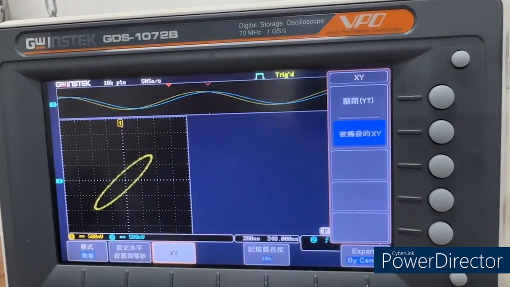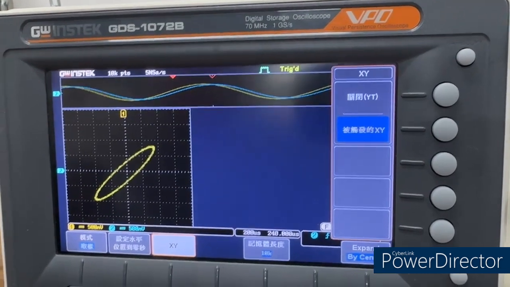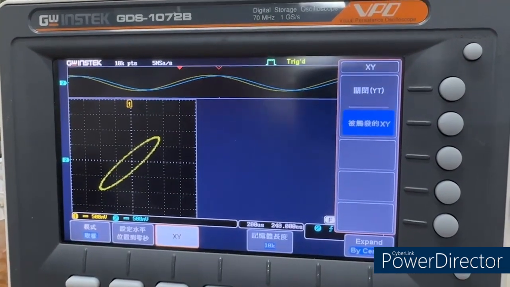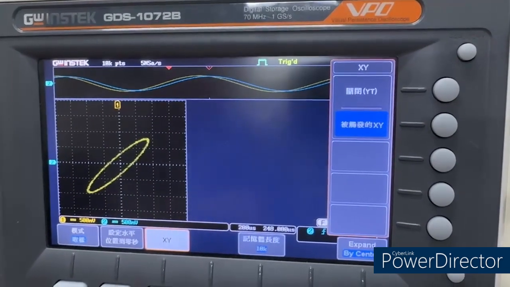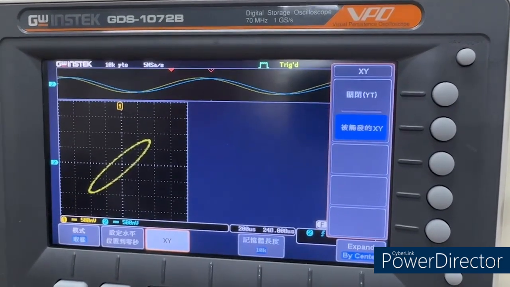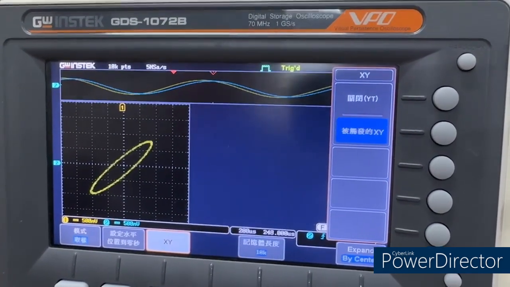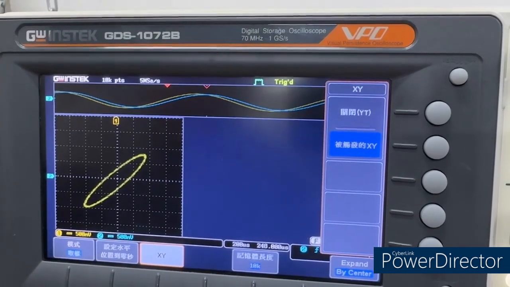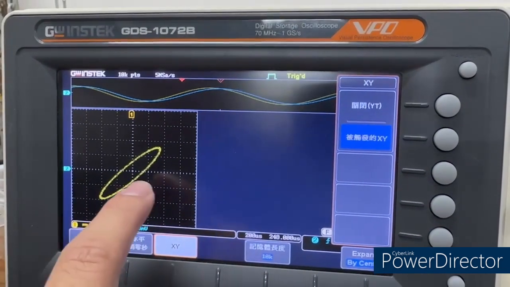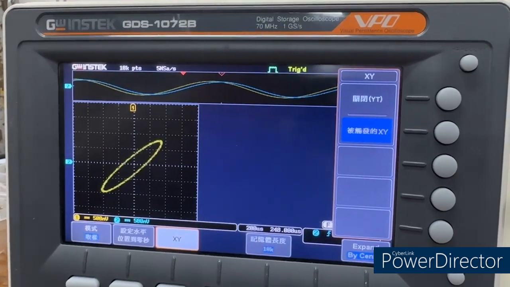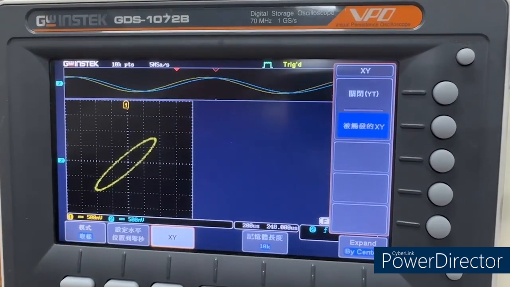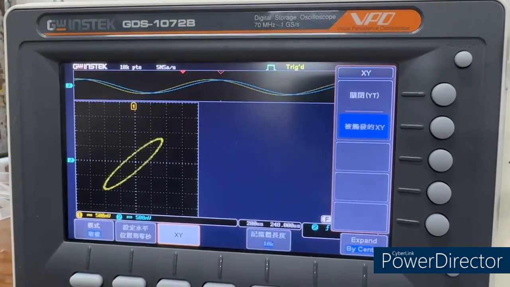And to calculate the maximum voltage of the capacitance, we can calculate the height of the Lissajous figure. And to find out the maximum value of the input signal, we can measure the horizontal axis. And now, we have to use the cursor to measure the horizontal and the vertical voltage.